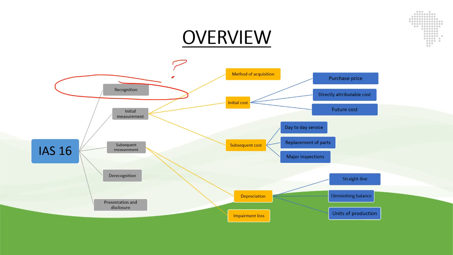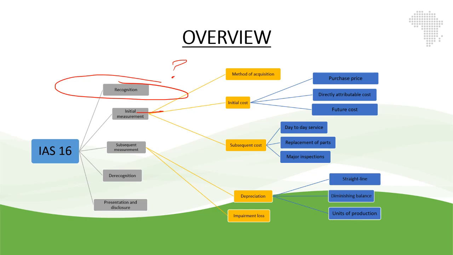So the first question: can I recognize whatever I bought, this item or this expense I incurred, as an asset, and then is it a PPE asset? If it is, does it meet all of the different requirements? Then I can continue. The second thing we look at is initial measurement. So I've now determined that this can be classified as a PPE item, so I must recognize it in my financial records.